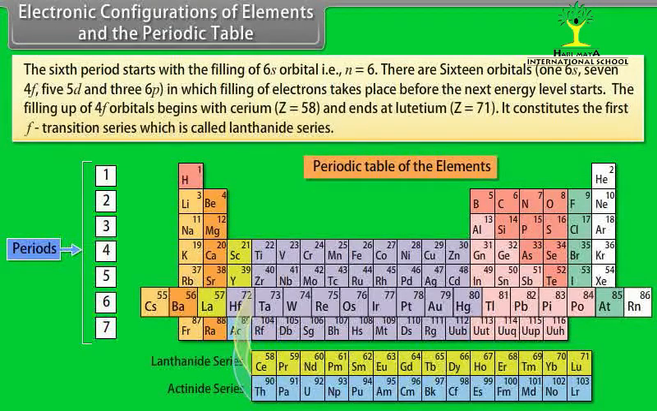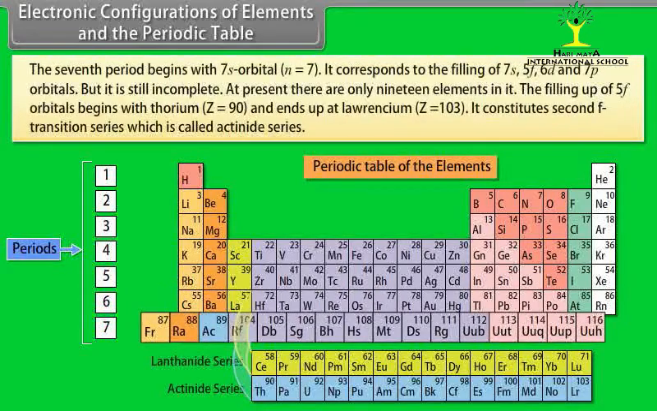The sixth period starts with the filling of the 6s orbital, that is, n equals 6. There are 16 orbitals, one 6s, seven 4f, five 5d, and three 6p, in which filling of electrons takes place before the next energy level starts. The filling up of 4f orbitals begins with cerium, atomic number 58, and ends at lutetium, atomic number 71. It constitutes the first f transition series, which is called the Lanthanide series.